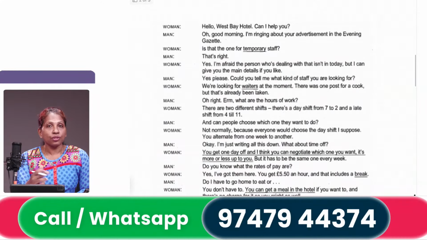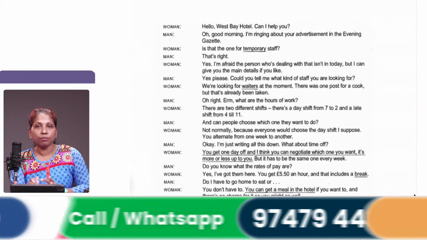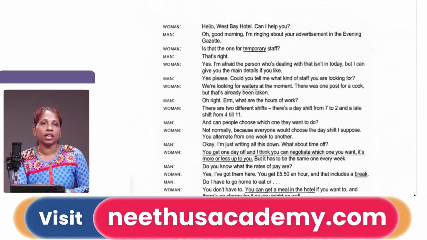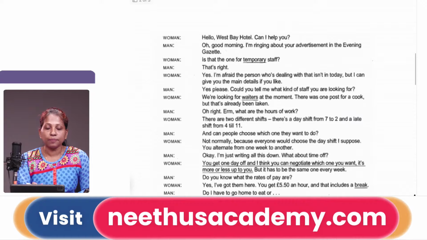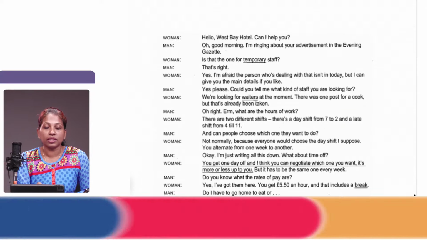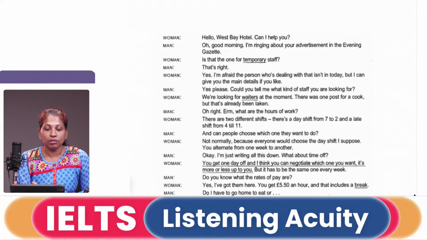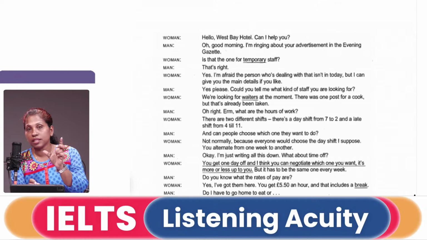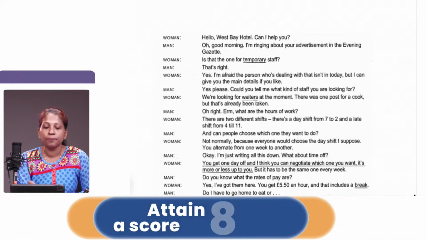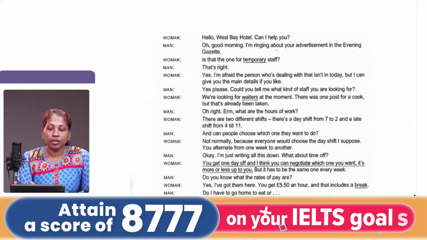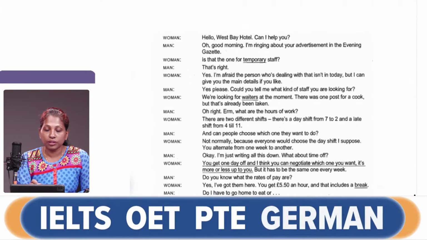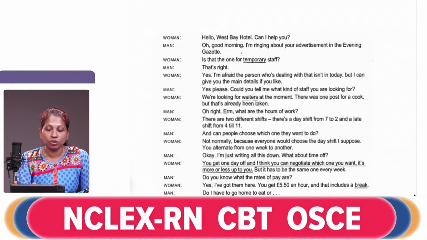Like I told, it's a conversation between a woman and a man, somebody who is calling regarding an advertisement which he has seen in a newspaper. So let's see. It's the woman who takes up the call and says, hello, Jo Hotel, can I help you? So that is what the title says, Jo Hotel, staff job details. Man: Oh, good morning. I'm ringing about your advertisement in the Evening Gazette, right? That's the newspaper's name. Is that the one for temporary staff? The woman asks. So this is already mentioned.